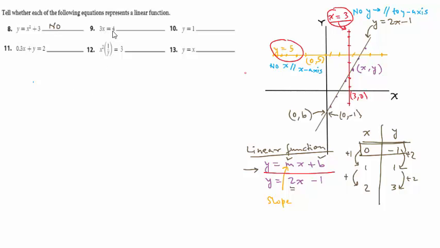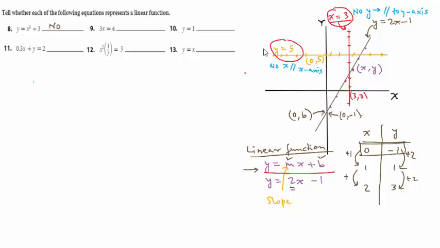Number 9, 3x is equal to 4. Now if 3x is equal to 4, we see that the power of x is 1 and there's no y. So it's pretty much of this form. You can actually solve for x by dividing both sides by 3. You get x is equal to 4/3. This is x is equal to 3. And this is x is equal to 4/3. So pretty much a vertical line.